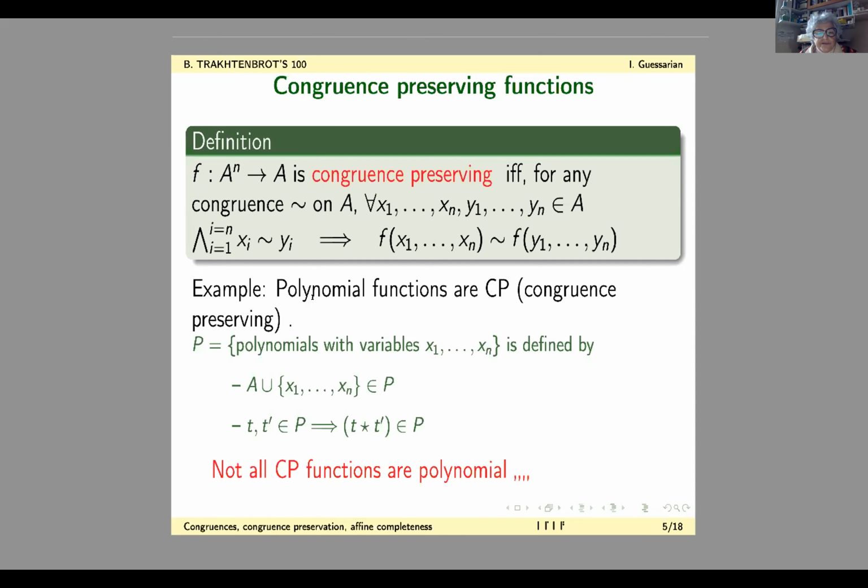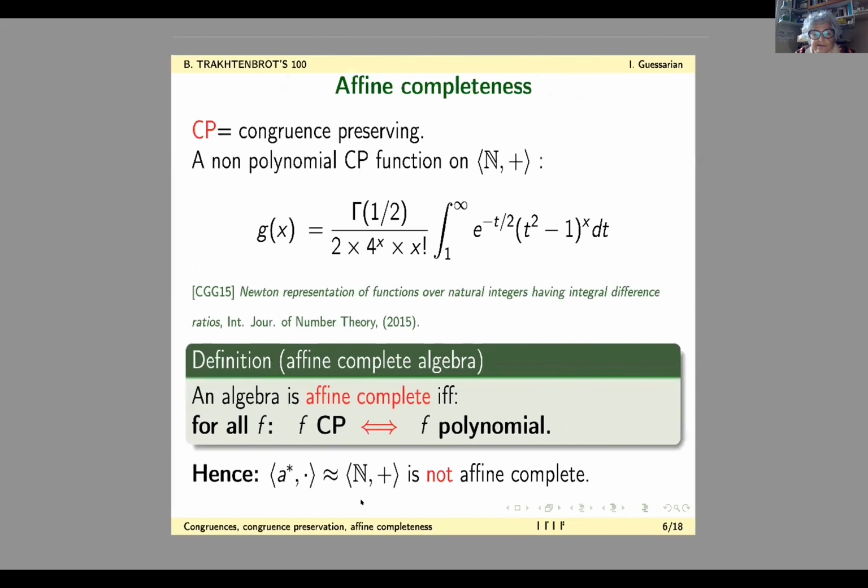The most basic example is polynomial functions. A polynomial on the variables x1, ..., xn is a term which is defined with constants and x1, ..., xn. More formally, it is the least set containing A union x1, ..., xn, which is closed by the operation star. So polynomial functions are CP, but not all CP functions are polynomials. We'll see that right now. From now on, CP means congruence preserving.